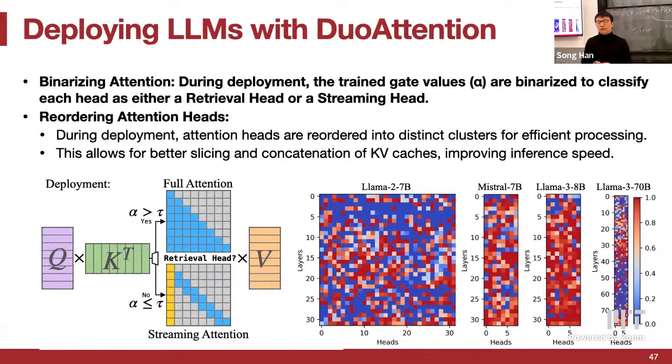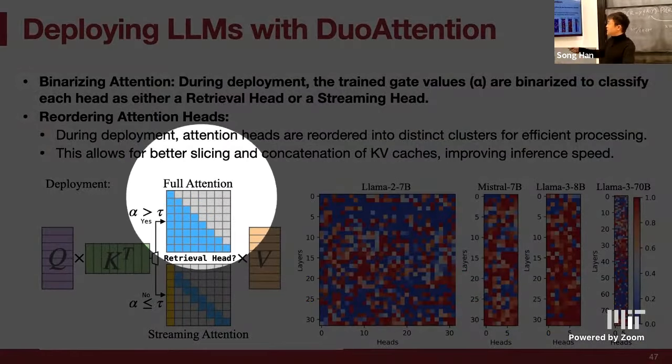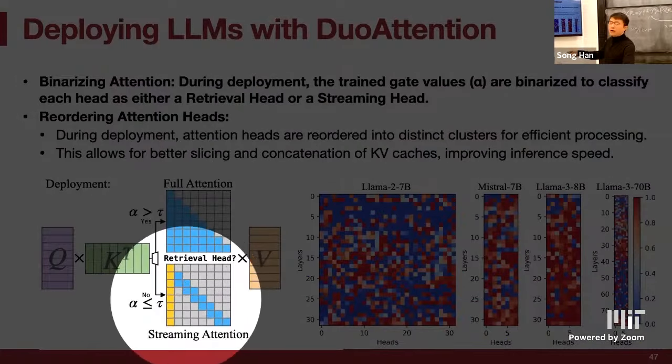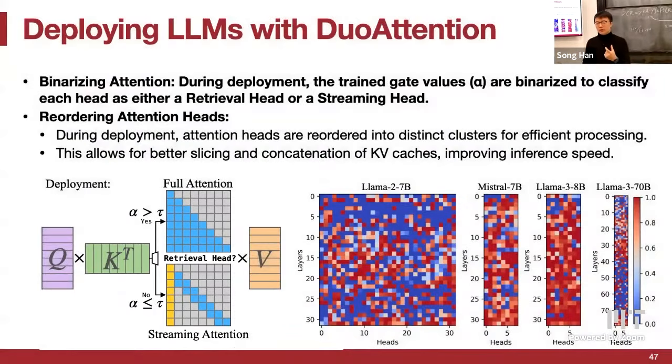So what about at inference time? We can set a threshold. If alpha is greater than the threshold, it is characterized as full attention, and you need to do the full attention mask. If alpha is smaller than the threshold, you can keep it as a streaming head. For a streaming head, the attention map is lambda-shaped, with only recent and sink tokens, and the KV cache size is constant.